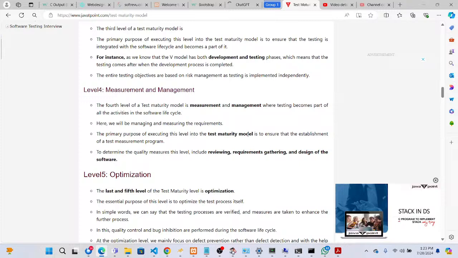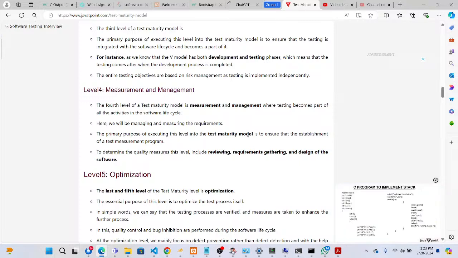So the primary purpose of this level in the testing maturity model is to ensure the establishment of a test measurement program. So determine the quality measures. This level includes reviewing requirements gathering and design of the software.